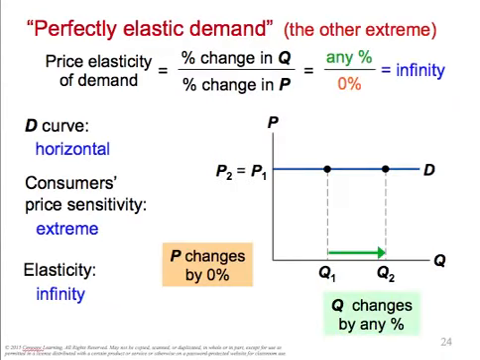Quantity changes by any percentage. When the demand curve is horizontal, the quantity cannot be determined from price. Consumers might demand Q1 units for 1 month, Q2 units for another month, and some other quantity later. Quantity can change by any amount, but price changes by 0%. In other words, it doesn't change. Price is pretty much set.